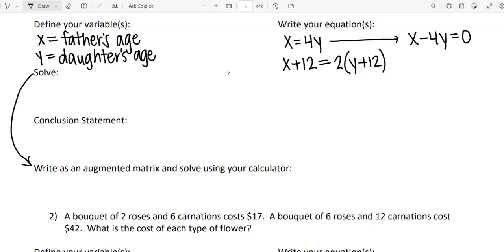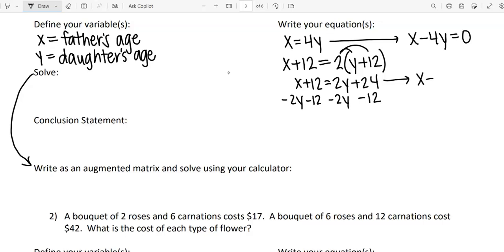Okay, now the other one. We got to actually distribute here. So I'll have x plus 12 is equal to 2y plus 24. Tell me what needs to move. The 2y, we got to subtract the 2y. What else? 12. We got to subtract the 12. So I'm going to end up with x minus 2y is equal to 12. Those are the 2 equations I want to use to write my matrix. You have to do that work up front, then you can use matrices to solve. Yes?